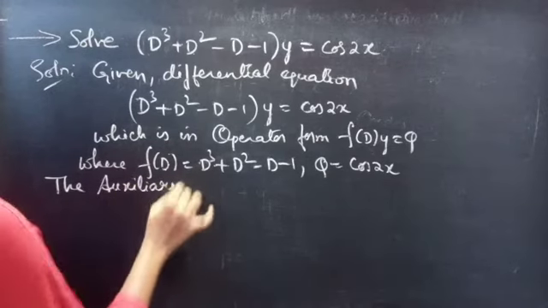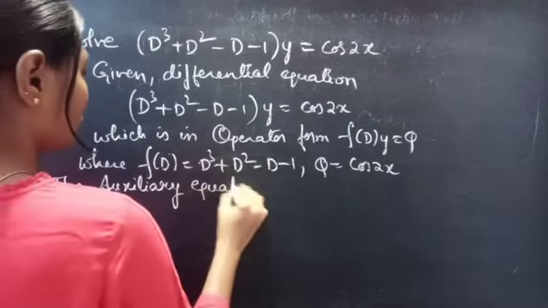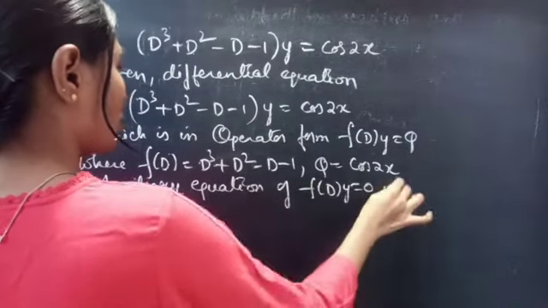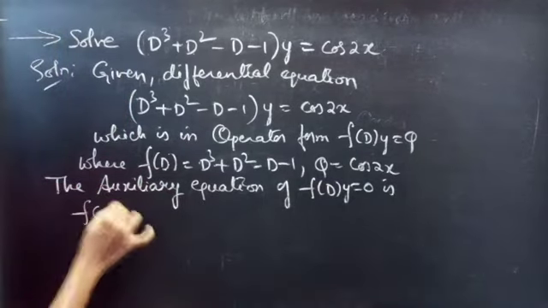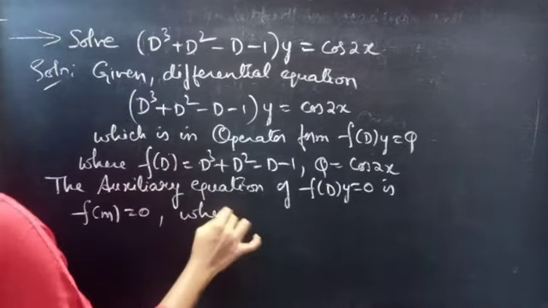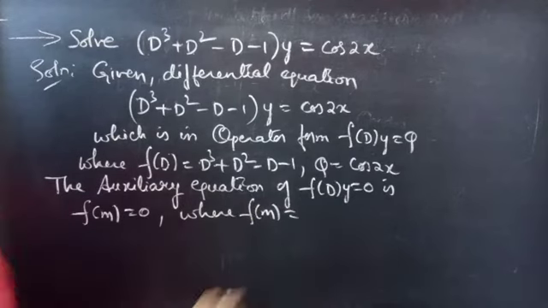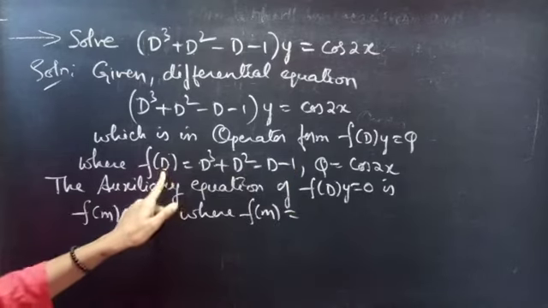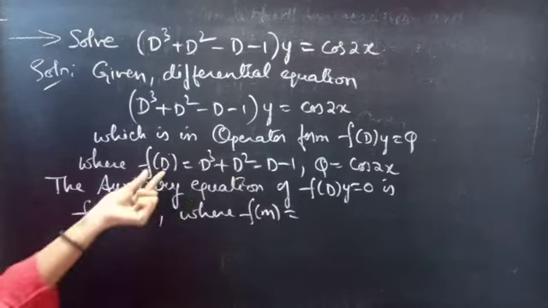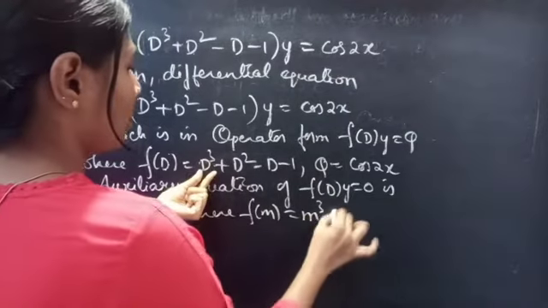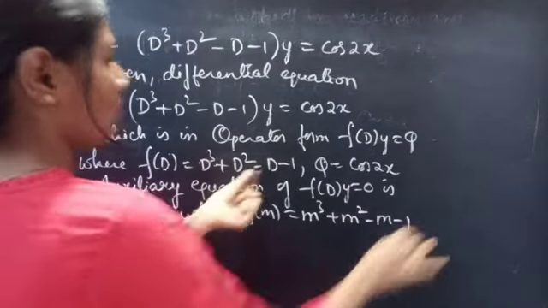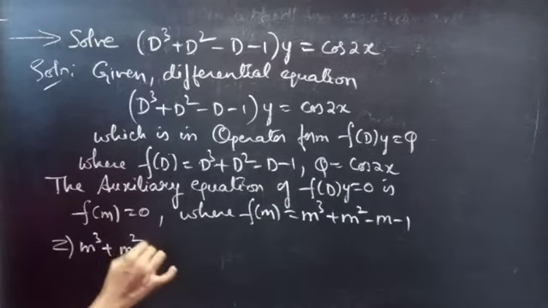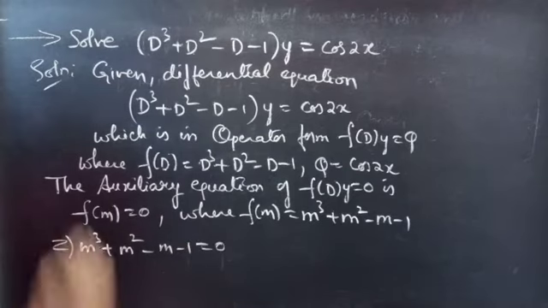The auxiliary equation of f(D) y = 0 is f(m) = 0, where we have f(D) = D^3 + D^2 - D - 1. Now we can replace the differential operator D by m, so that we get f(m) = m^3 + m^2 - m - 1. Then our auxiliary equation becomes m^3 + m^2 - m - 1 = 0.